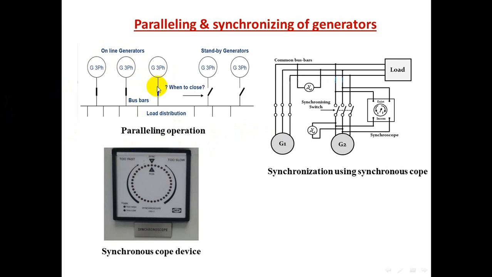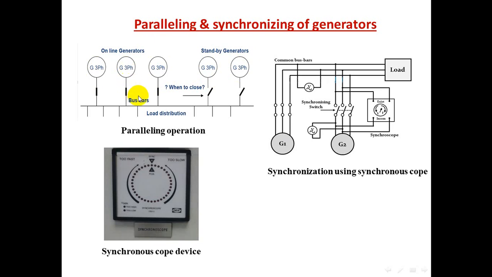These are online generators and these are standby generators. This is generator 1, a three-phase generator. G is the abbreviation of generator, and three-phase. There are online generators, the three main generators, and standby generators for when the online generator is faulty or any mistake occurs.